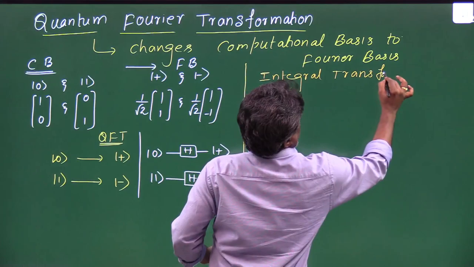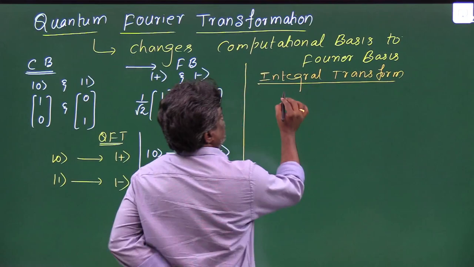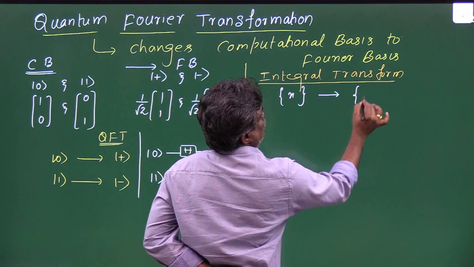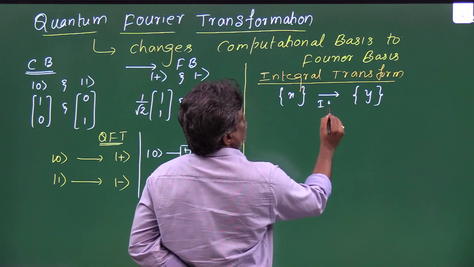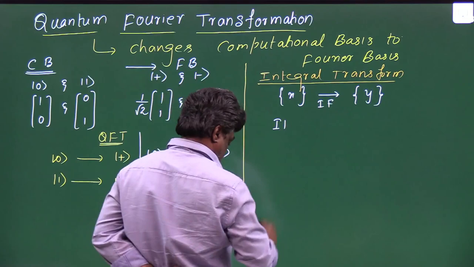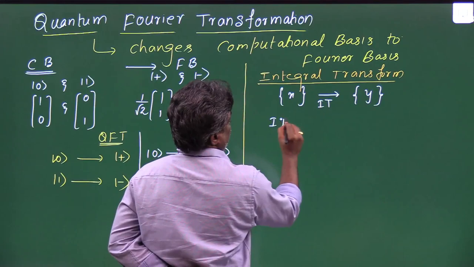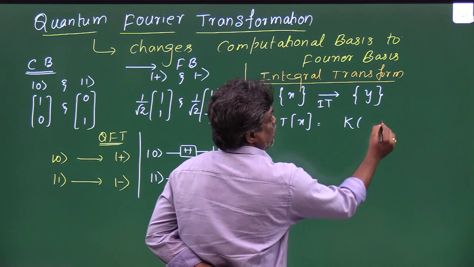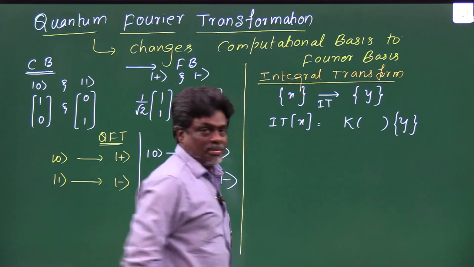So integral transform means, for example, here we have some basis. Let us say x basis, and we want to convert into y basis. Then what will this integral transform do? The integral transformation is given by integral transform of x is nothing but some kernel, I will tell you what this kernel is, into that y. So this kernel will do this job.